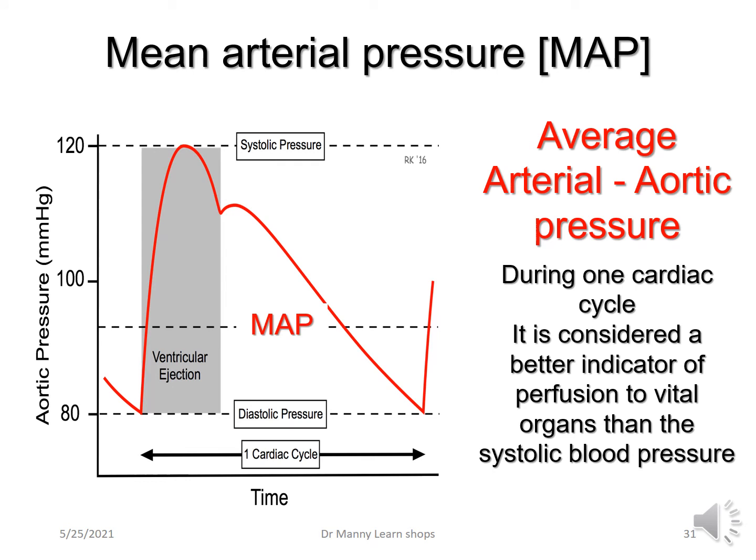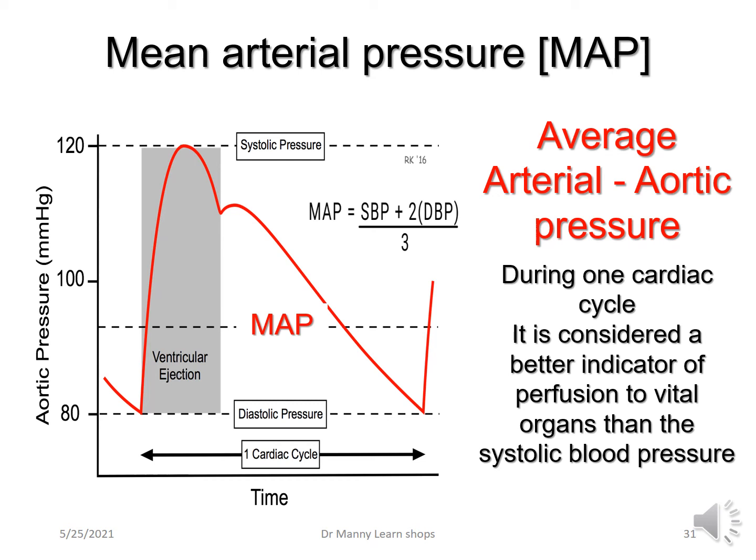When we look at the mean arterial blood pressure, well, this is the average. This is the average arterial pressure in the aorta or the arterial circulation. And you've got to remember, there are lots of different blood pressures in the body. I mean, your cerebral circulation has got a different systemic blood pressure compared to your kidneys, compared to your skin, compared to your heart, your lungs, your liver, etc. So as a general rule, the mean arterial blood pressure is the average arterial or aortic pressure that occurs during one cardiac cycle. And it's considered a better indicator of perfusion to the vital organs than the systolic blood pressure.